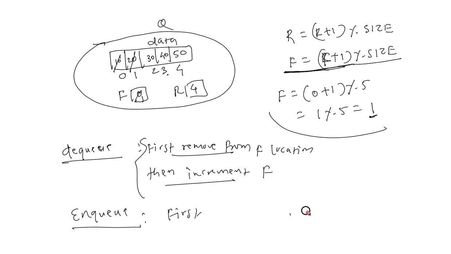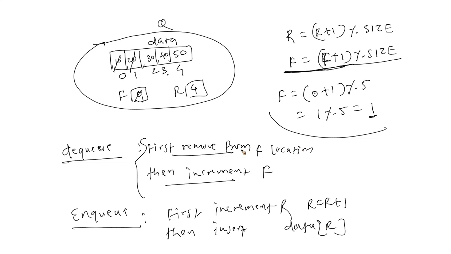First increment R, then insert. That means whenever you want to enqueue, you make R equal to R plus 1 and then go to the data array and insert at data of R. But in case of dequeue, first get the element from the data array from F location and then increment F equal to F plus 1. In case of linear queue, here first get an element, then increment; here first increment, then insert an element.